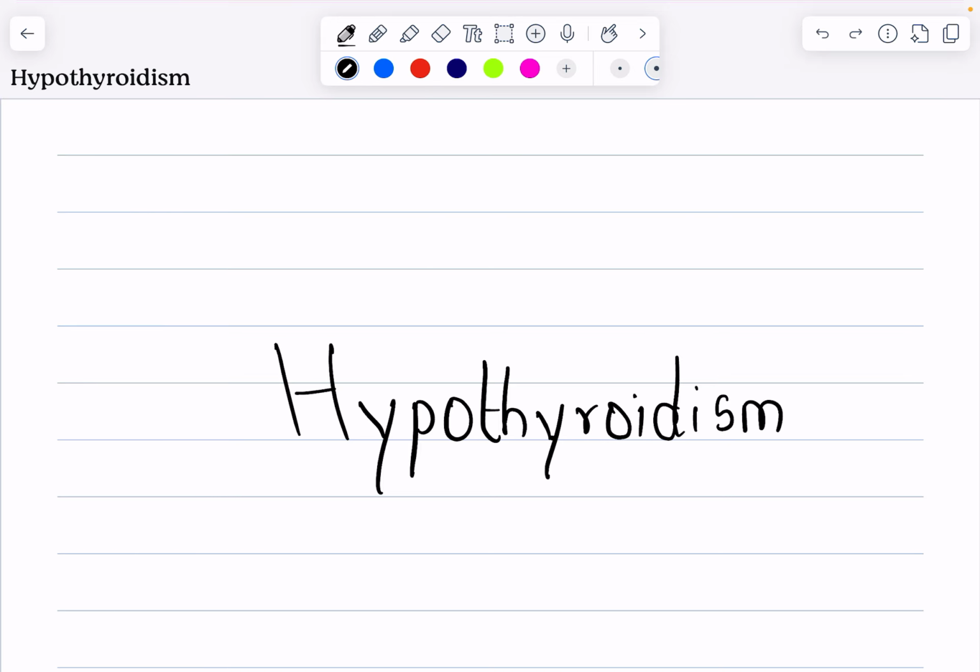And if there is a defect in the GS alpha part of the G protein-coupled receptor, then it will be known as Albright hereditary osteodystrophy. And here there will be resistance to TSH in the thyroid gland.